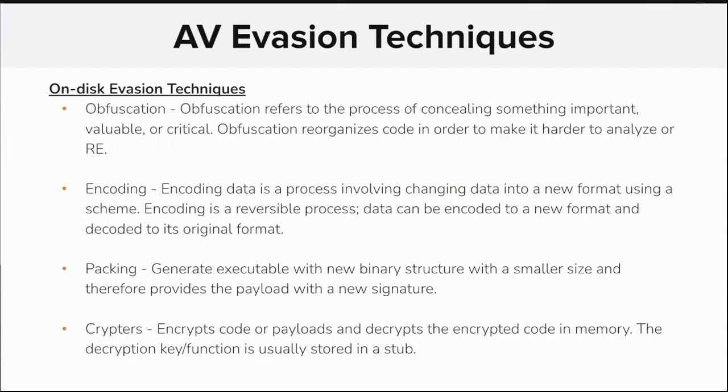You then have cryptors. Cryptors essentially encrypt code or payloads and decrypt the encrypted code in memory. The decryption key or function is usually stored in a stub. So this is one of the techniques that's typically used by new strains of ransomware, whereby the actual code is encrypted, right?